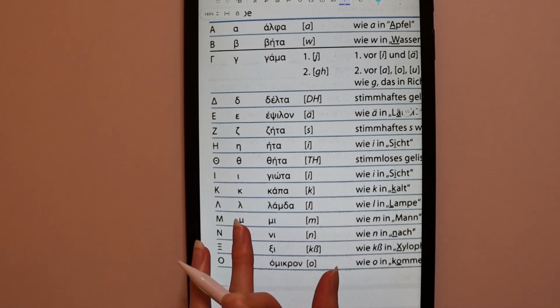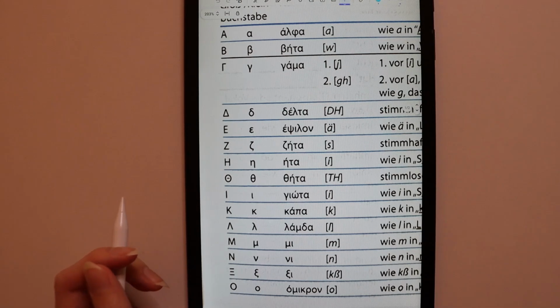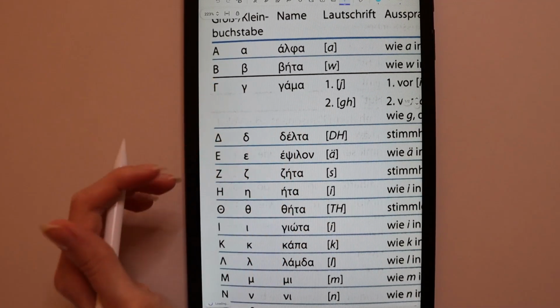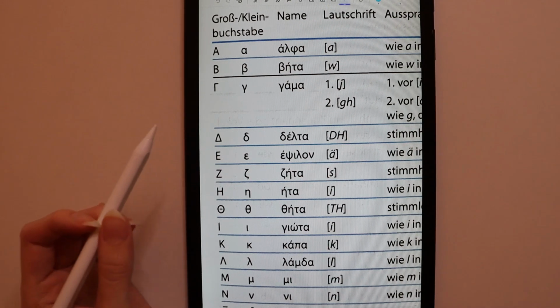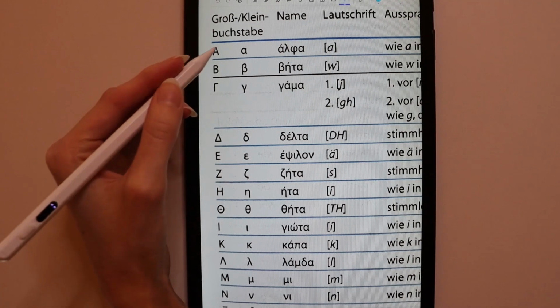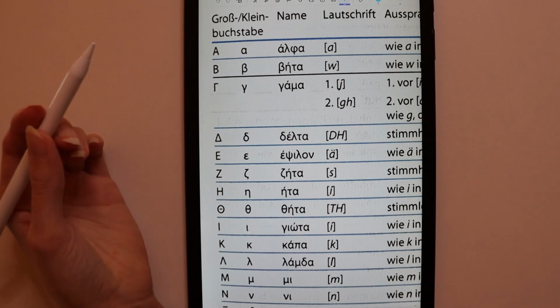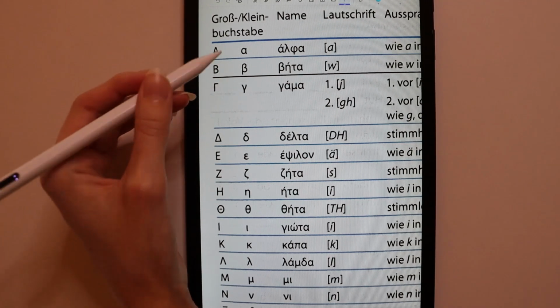And so we will just go over the alphabet, so let's get started. Alright, I think the Greek alphabet has 24 letters. I just counted them. So the first letter is the alpha, and alpha is like an A, a regular A sound, so A in English, but it's A, alpha.